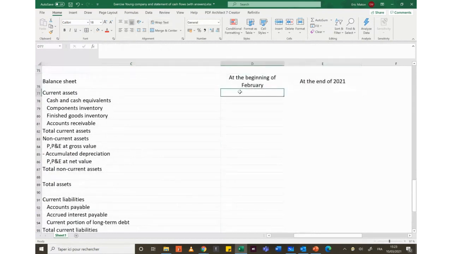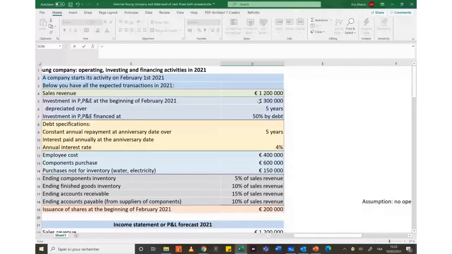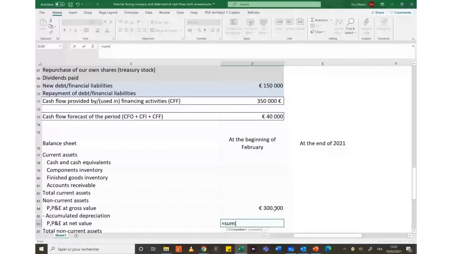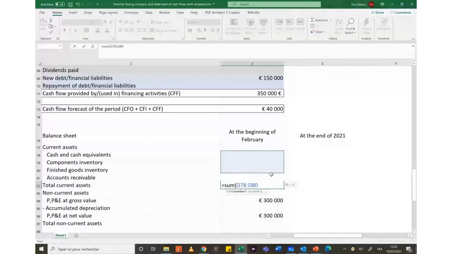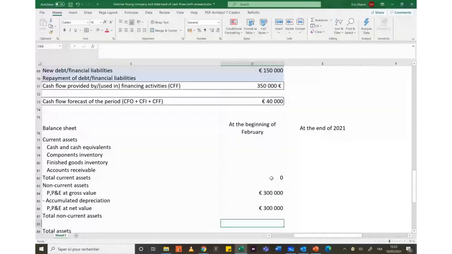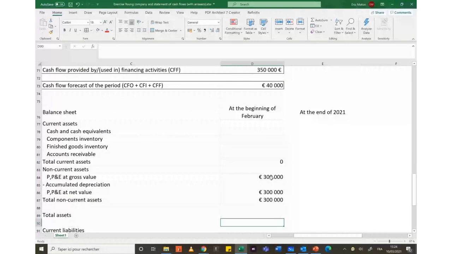At the beginning, the cash you will have by difference. It's a plug. So the company invests in property, plant, equipment. So they invest 300,000. We don't have depreciation for the moment. We start the activity. We don't have current assets yet. We will calculate the cash after. So the total non-current assets is just this one. Total assets is this one plus this one.